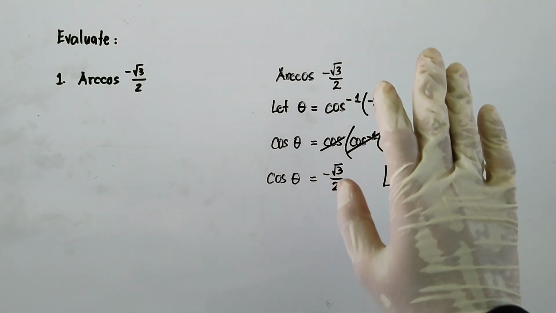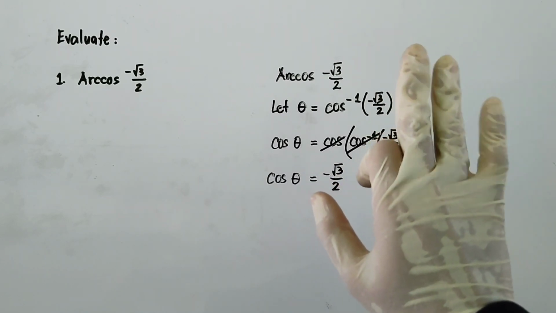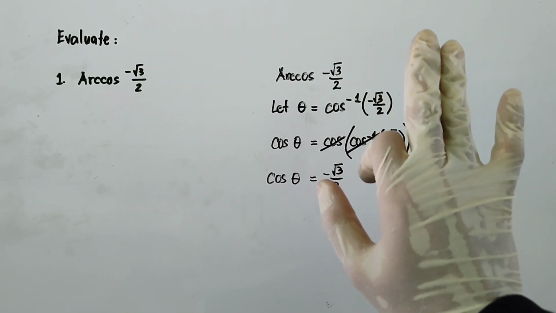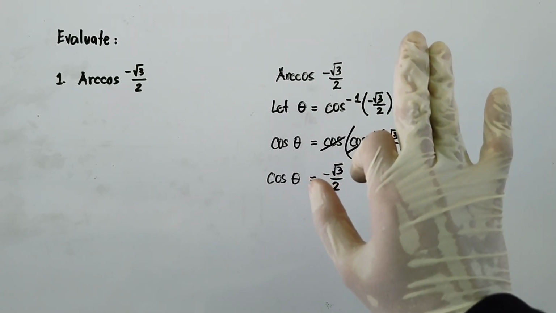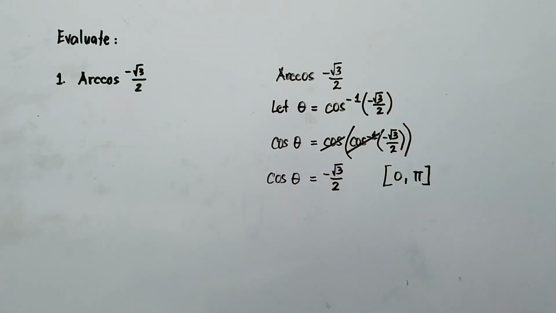To have square root of 3 over 2, our reference angle is 30 degrees. To get the value of the theta, look for an angle in radian measure in quadrant 2 whose reference angle is 30 degrees. Arc cos negative square root of 3 over 2 is equal to 5 pi over 6.